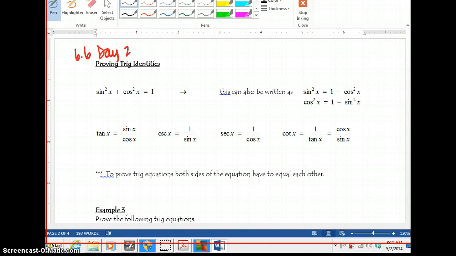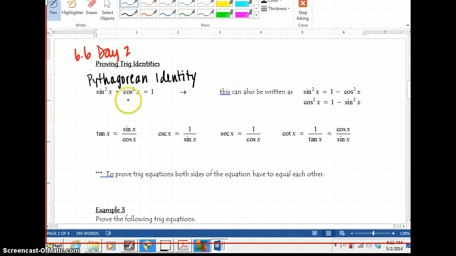Okay, day 2, proving trig identities. As we work through these, one identity that we'll use more than anything else is your Pythagorean identity: sine squared of x plus cosine squared of x equals 1. Now remember, an identity is something that's always true, so we can use it when we do proofs, and we can manipulate the equation as well. So we'll look at 2 manipulations of it.